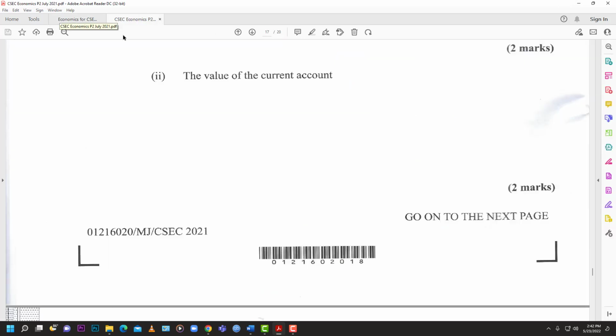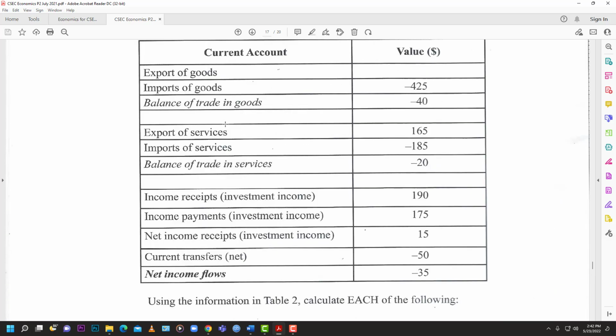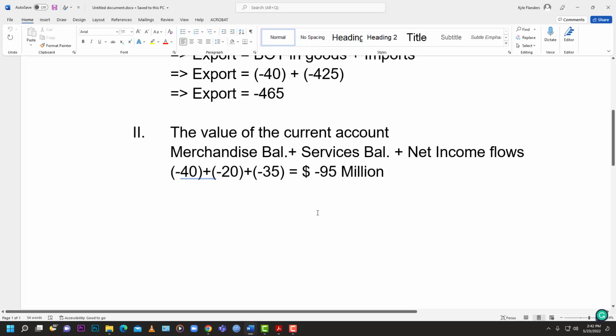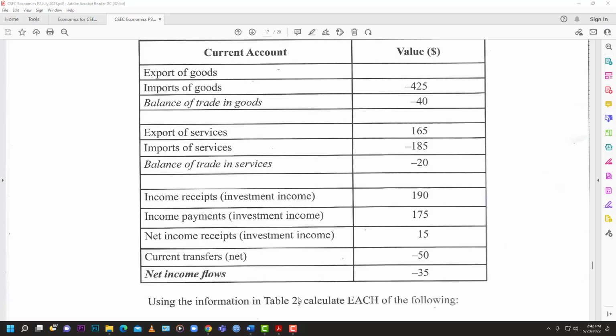And so we're looking for all those, we pull them from the table. So balance on merchandise or visible trade, that's what we found here. That's the net one, negative 40, right? We have it right here on the paper, negative 40 right there.